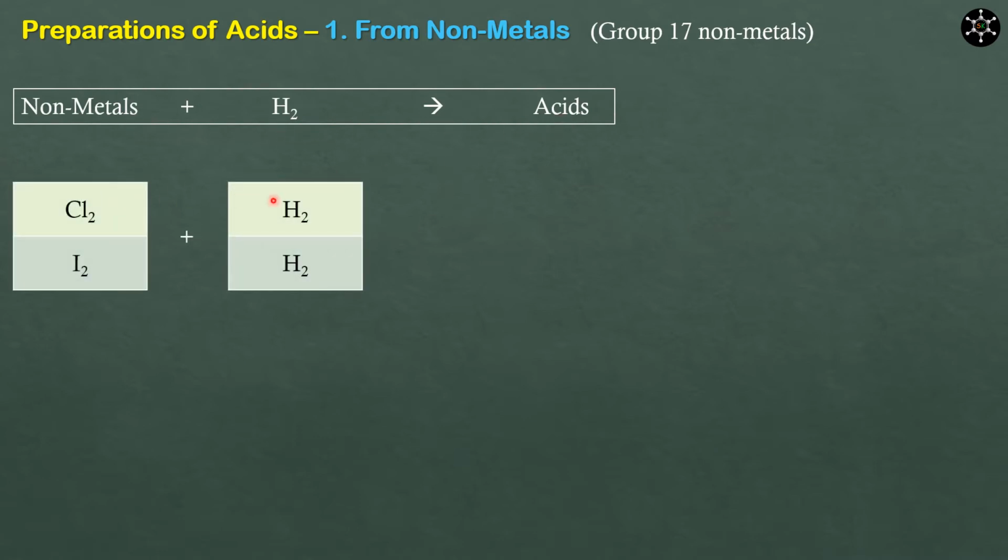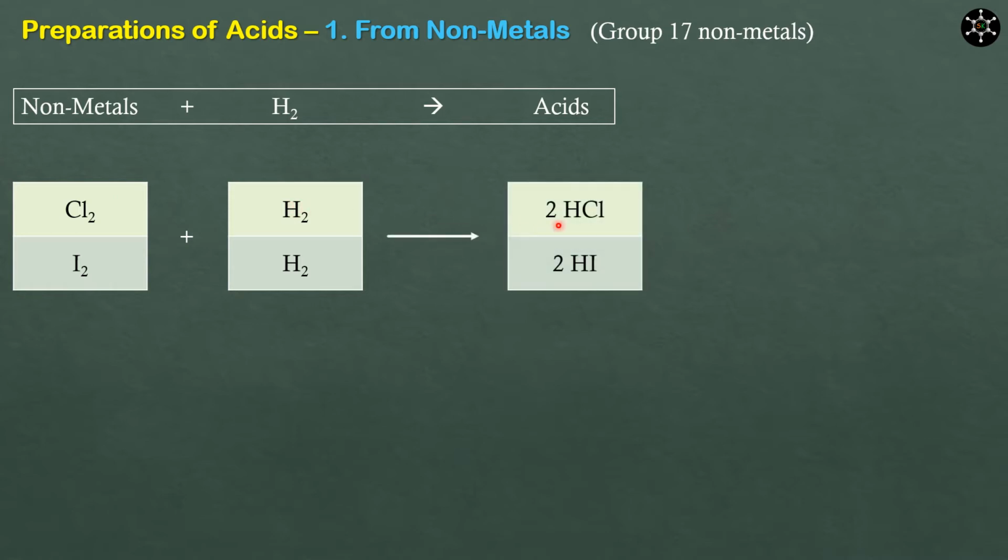When chlorine is treated with hydrogen, we get hydrogen chloride. Similarly, iodine reacts with hydrogen to give hydrogen iodide. When HCl or HI is put into water, we get hydrochloric acid or hydriodic acid respectively.